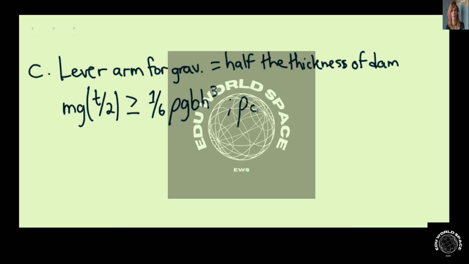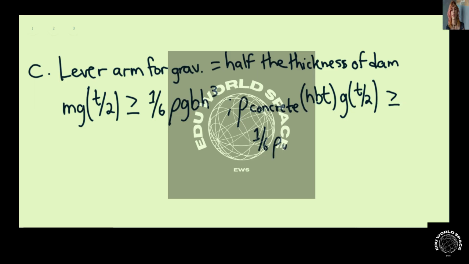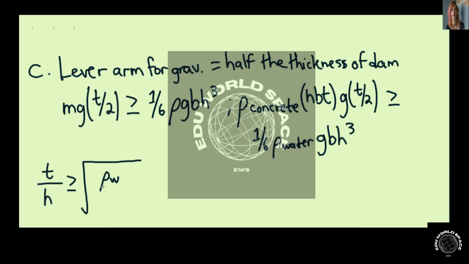And so the density of the concrete multiplied by h b t multiplied by g times t over 2 is going to be, again, greater than or equal to 1/6 times the density of water times g b h cubed. So now we can say that t over h is greater than or equal to the square root of the density of water divided by 3 times the density of concrete.